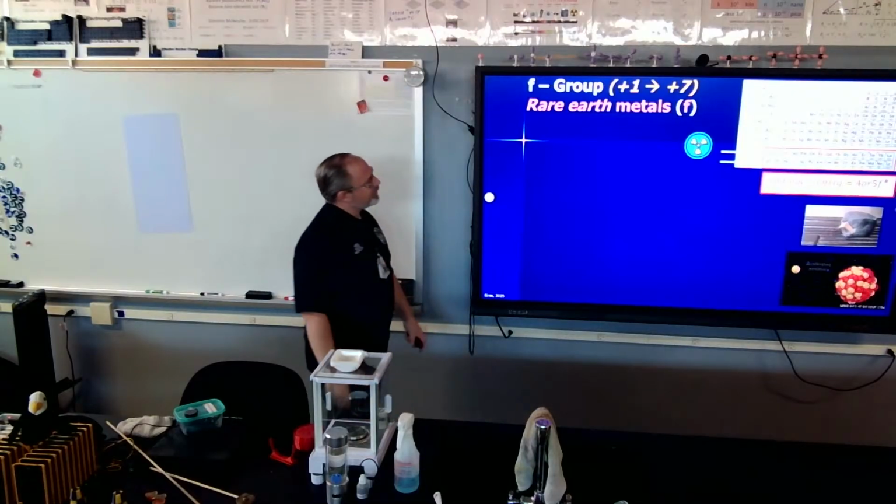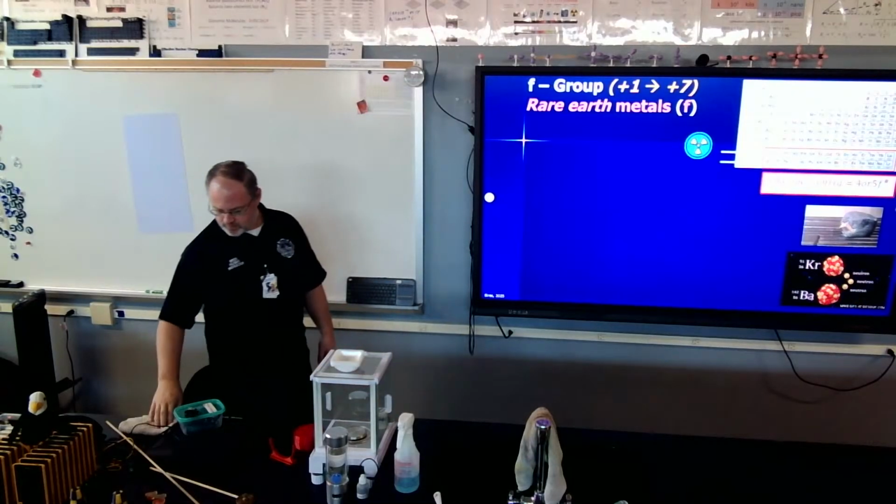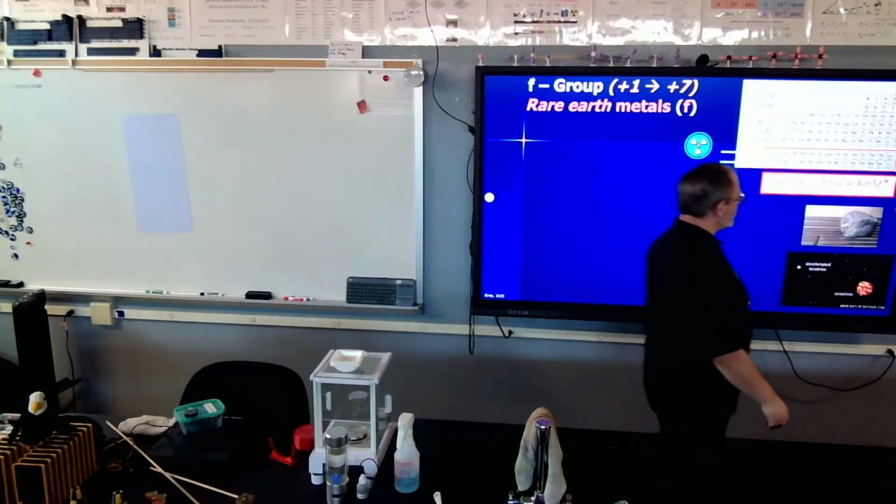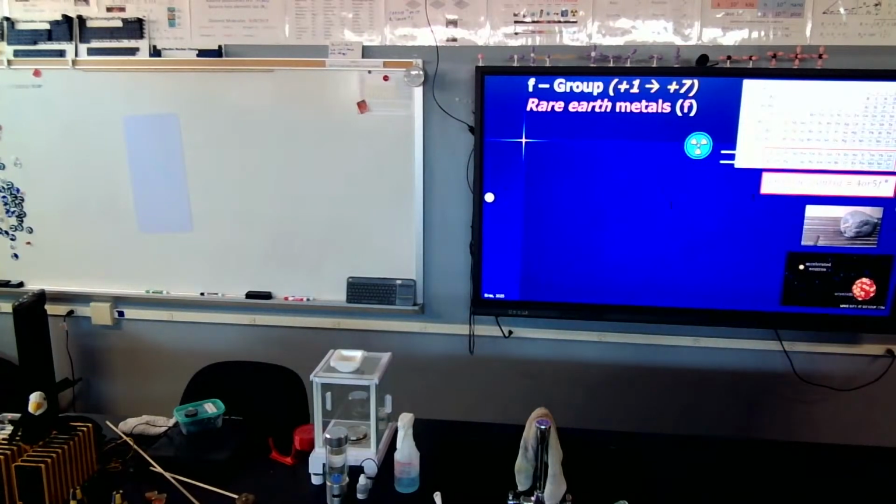Last group we're going to talk about is the rare earths. Big deal in the news. Why are rare earths so important? They make really powerful magnets. They have crazy magnetic properties, making them very, very excellent for making motors. If you know anything about motors, motors are just magnets that spin.